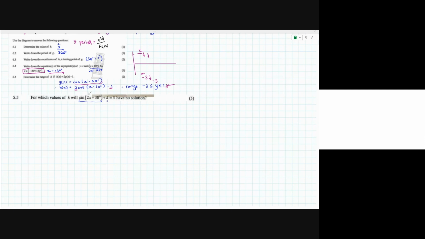All right, so what we need to bear in mind is, I think I said this on Monday, k and 3 are constants. So if we deal with what we have here, t equals 3 minus k. What we need to figure out, since it's asking where it will have no solution, is what the range is of the function that we are working with.